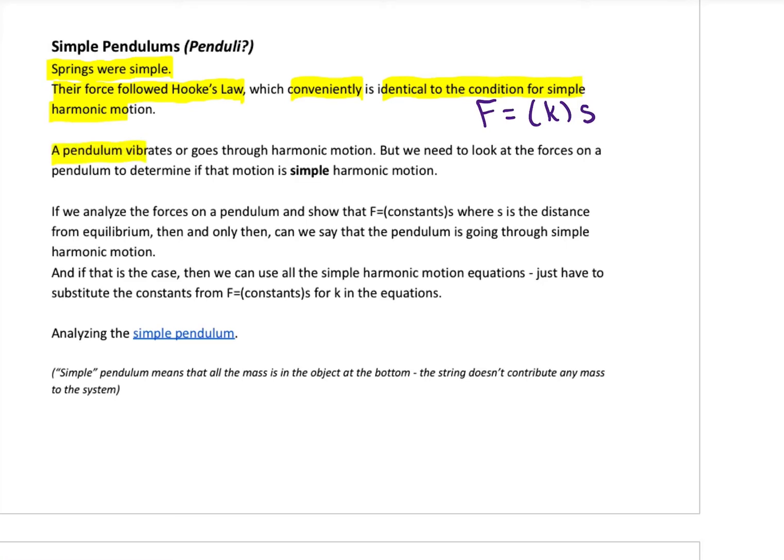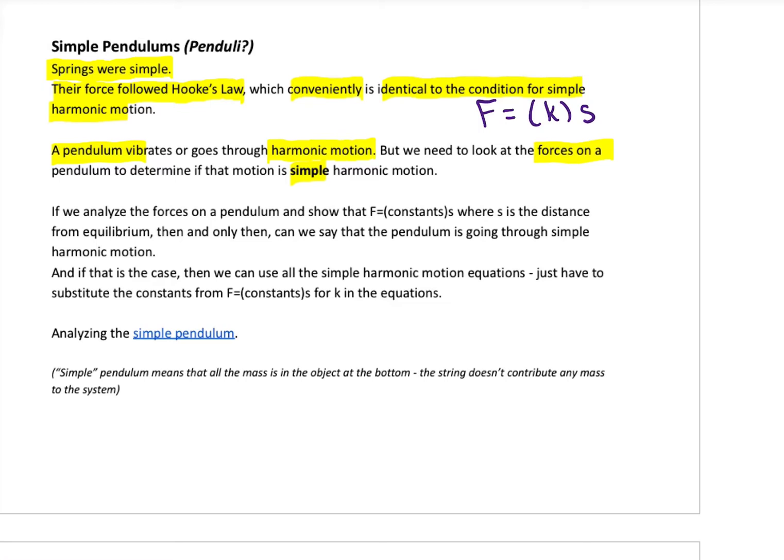If you've seen a pendulum in our very first lab, we looked at a pendulum wobbling back and forth. The pendulum is definitely going through harmonic motion. It's vibrating back and forth. But to determine if it's simple harmonic motion, we need to look at the forces. We need to draw a free body diagram. We need to break down the forces, figure out which way it's accelerating.